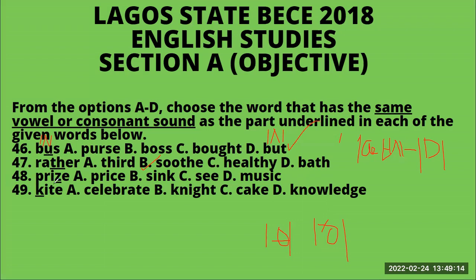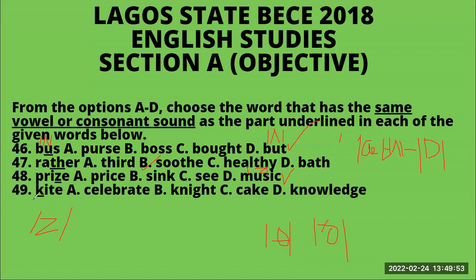question number 48, "prize." So the sound here is Z. All right, that's the sound here. "Price," this is S, so it is not correct. B, "sink," it is S, not correct. C, it is S, not correct. D is "music," so this is correct because it has the same Z sound, so that is the correct option.